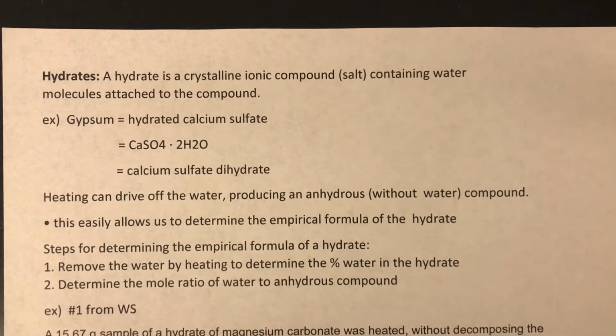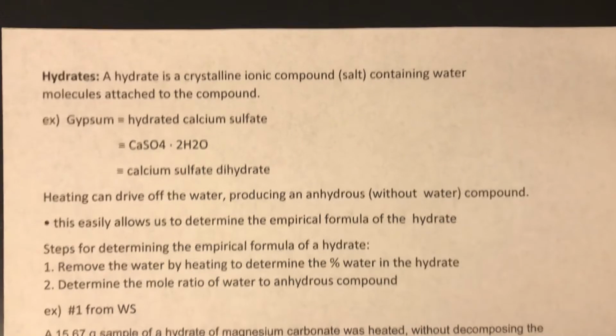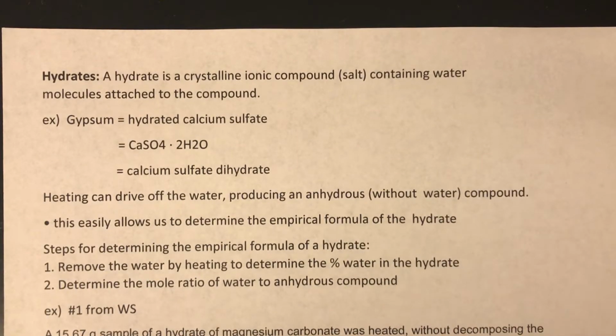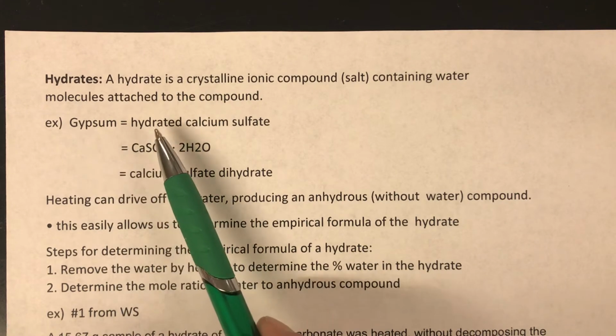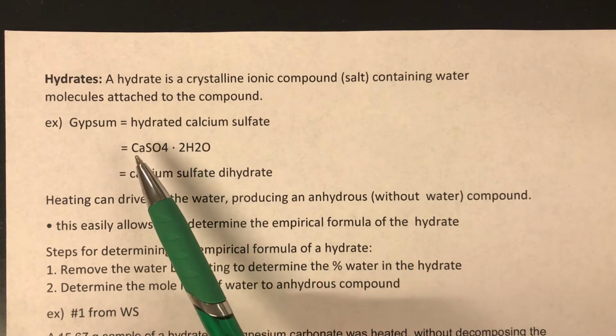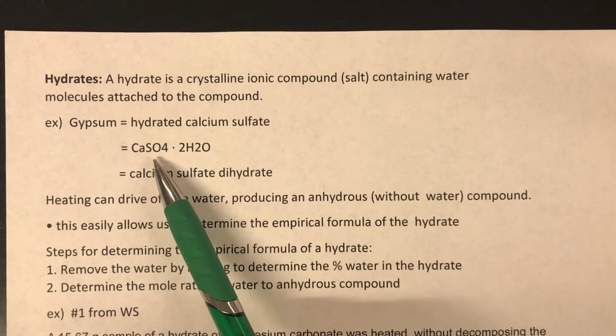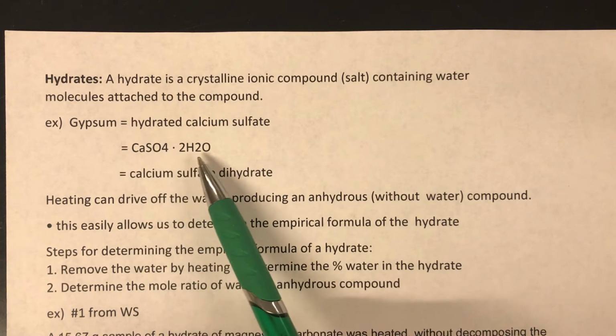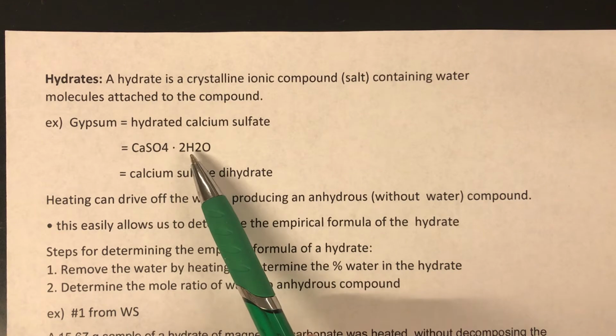So this is a real quick video on hydrates. A hydrate is just an ionic compound that naturally will have some associated water molecules attached to it. Naturally, it's just going to be in that formula. The way that's written is, for example, with gypsum, which is a hydrated form of calcium sulfate, it just says that for every molecule of calcium sulfate, you're going to have 2 water molecules attached to it.